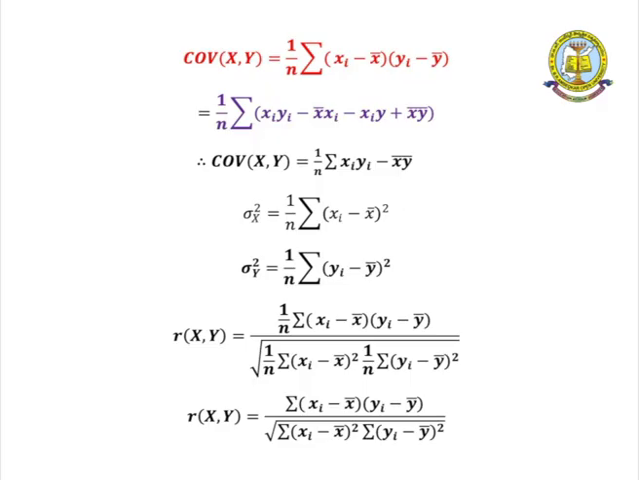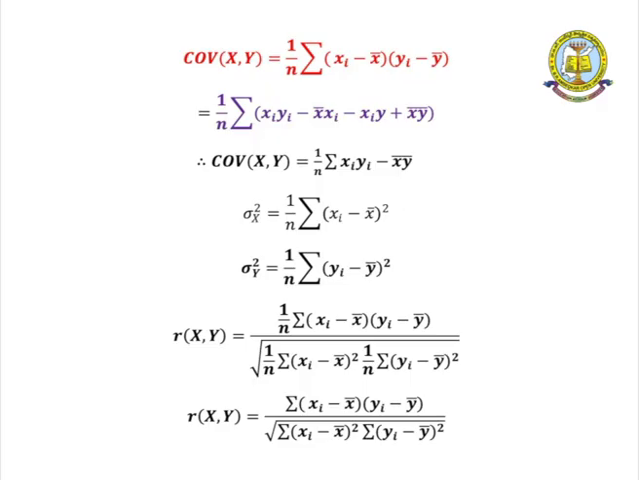So, r of x comma y means correlation. Correlation of x comma y is equal to 1 by n into summation of (xi minus x bar) (yi minus y bar), divided by the square root of 1 by n into summation of (xi minus x bar) whole square, into 1 by n into summation of (yi minus y bar) whole square. Therefore, we can also write this in simplified form.